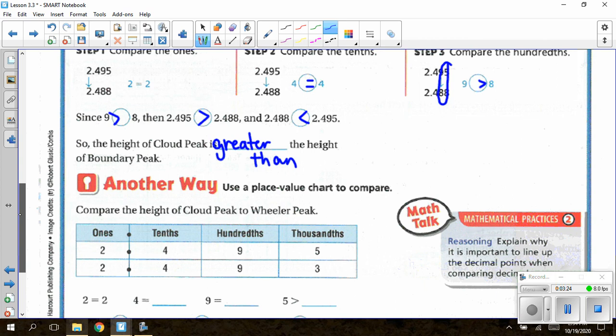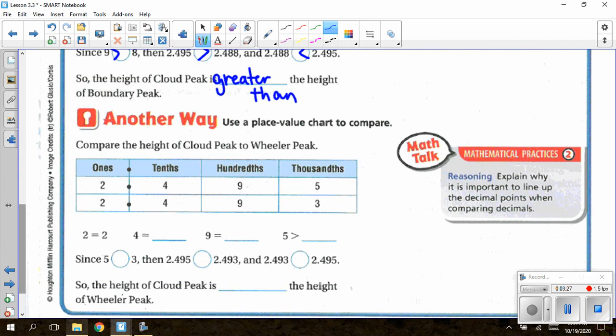Now another way to solve this using the different mountains this time is to actually place your decimals in a place value chart. So this time we are going to compare the height of Cloud Peak to the height of Wheeler Peak. So if you recall from the table, Cloud Peak was the 2 and 495 thousandths. And then if you look at the place value chart, the Wheeler Peak is 2 and 493 thousandths. So just like before, we are going to compare starting at the largest place value that is listed, and then work our way to the smaller place values until we find where they are first different.